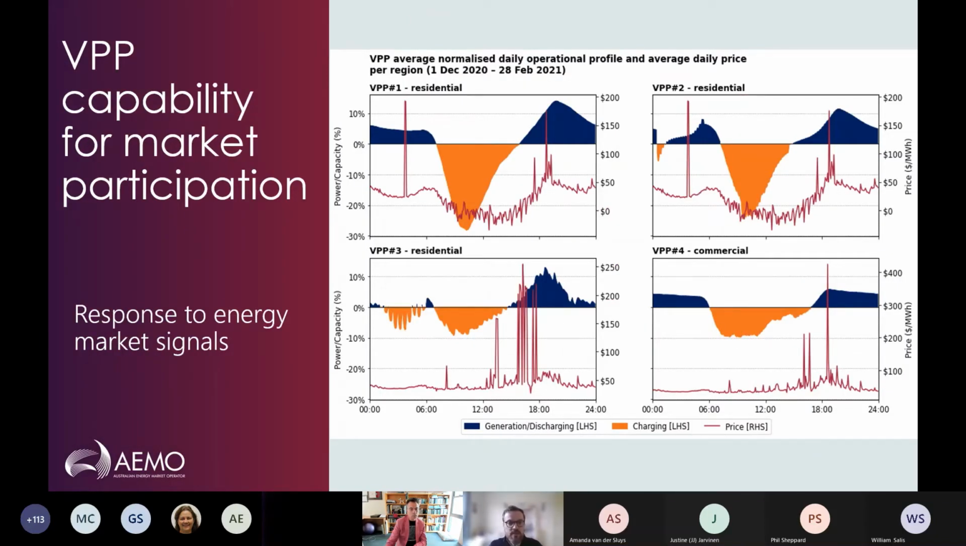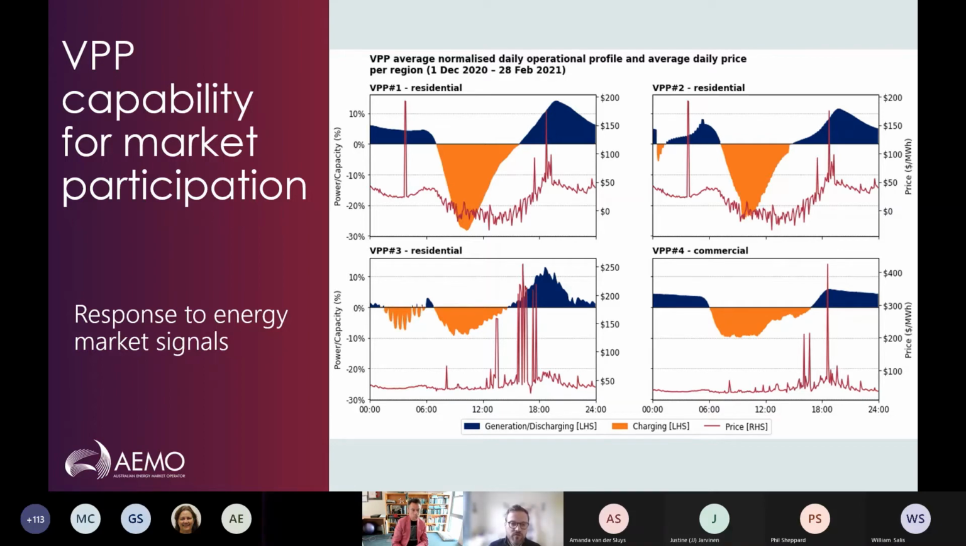Okay, so VPPs typically operate to prioritize the self-consumption of their customers' PV. That's their default mode of operation. And these kinds of charts support that. So they're charging in the daytime, they're typically discharging in the evening, and that evening discharge also typically coincides with where price spikes most often occur.